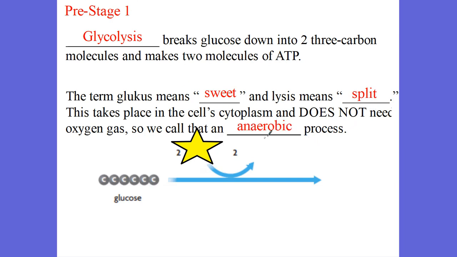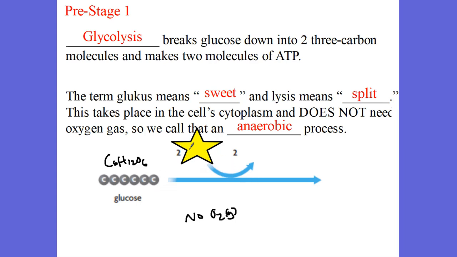Again, I want you to see that term. Anaerobic means no O2 gas. We do not need oxygen gas for glycolysis to work. And so what's happening here in glycolysis is we have our glucose molecule, our C6H12O6, and that 6-carbon molecule is breaking down.